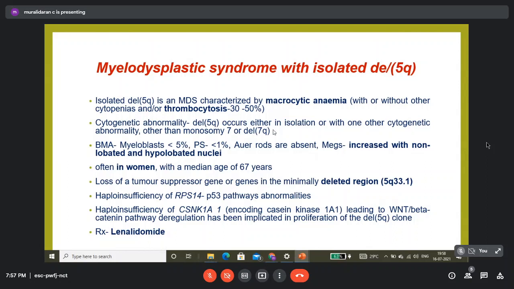Classically, around 70-75% of patients will respond to lenalidomide. So that is the beauty of this drug, and it is well manageable. The patient will become well within a month of treatment, and they will become transfusion independent.